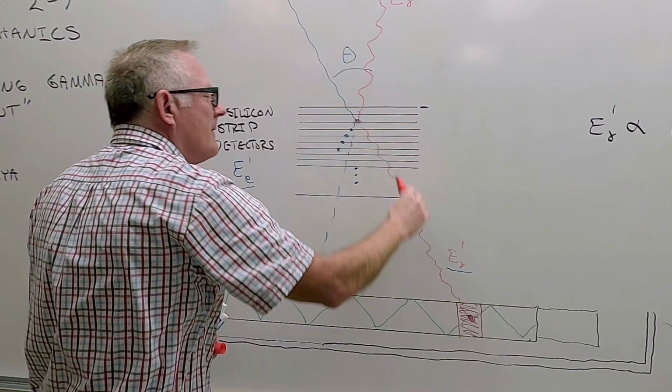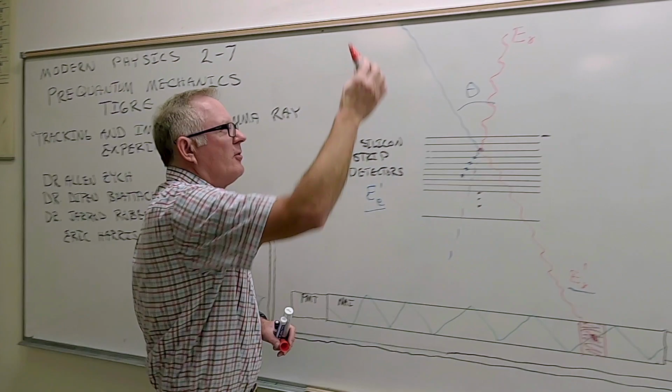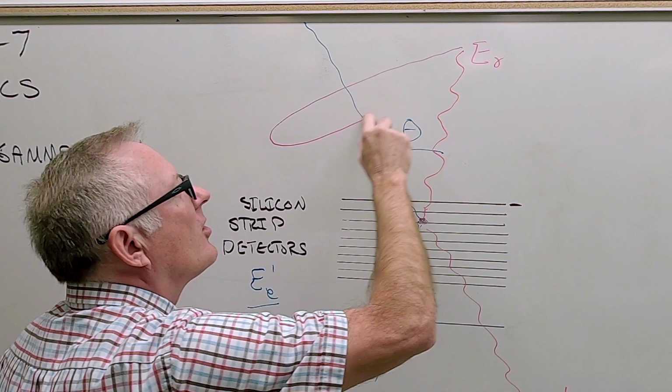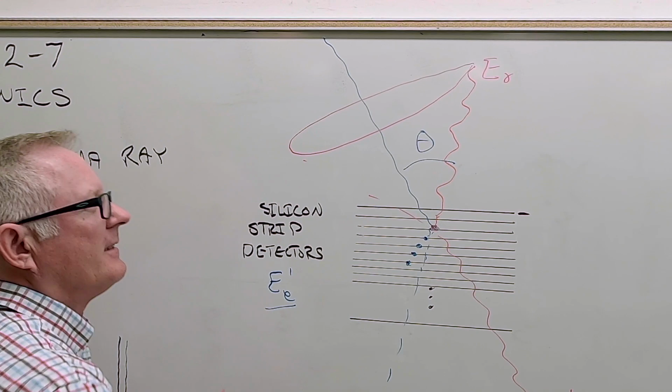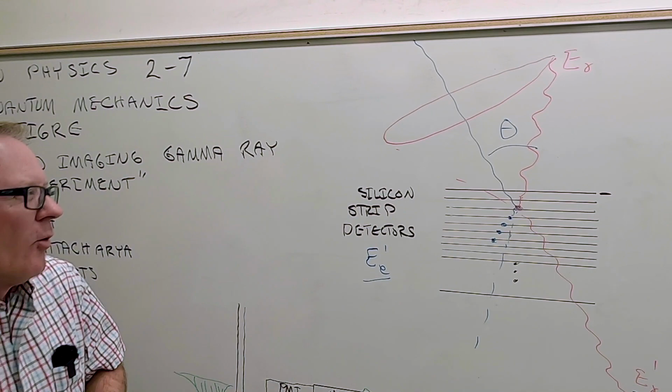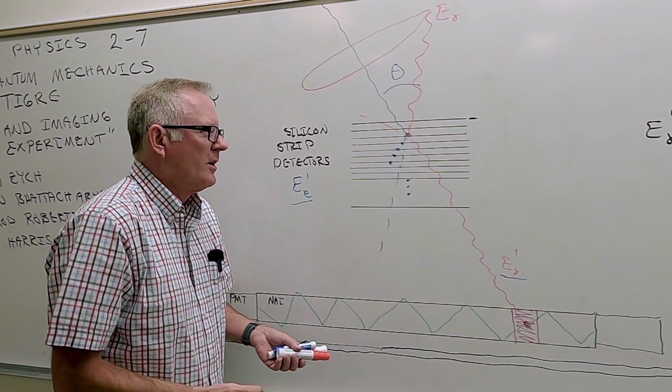Now, if you have that angle, you don't know if it came in this way or this way. It's down to a whole cone, because the angle could have been theta on this side. All you got was the angle right there. So all you could say is it came from some ring in the sky right here. But that's the way all old gamma ray telescopes were. Tigre is the first one that tracked the electron.